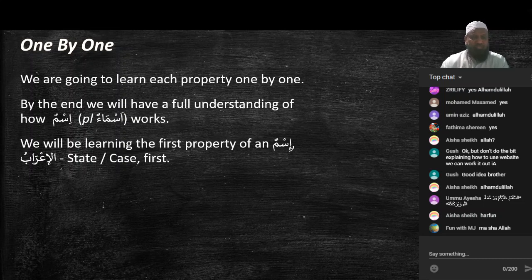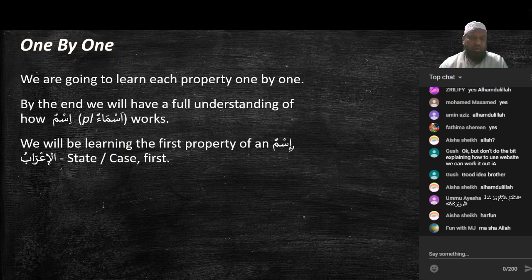One by one, we are going to learn each property one by one. By the end, we will have a full understanding of how ism, plural asma, how ism works. We will be learning the first property of an ism, which is al-i'rab, first. So once we learn i'rab, understand fully, then we will learn number two, النوع, gender, then number three, العدد, then number four, التعيين.